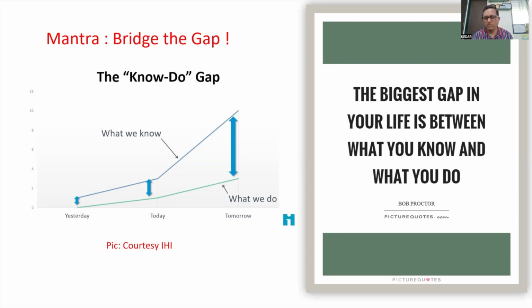New research is coming very, very fast. But the application of that research into practice is lagging far behind. And there is a big gap between what we know and what we do. And the gap is increasing very rapidly unless we act now. It will go on increasing further. And the biggest gap in your life is between what you know and what you do.